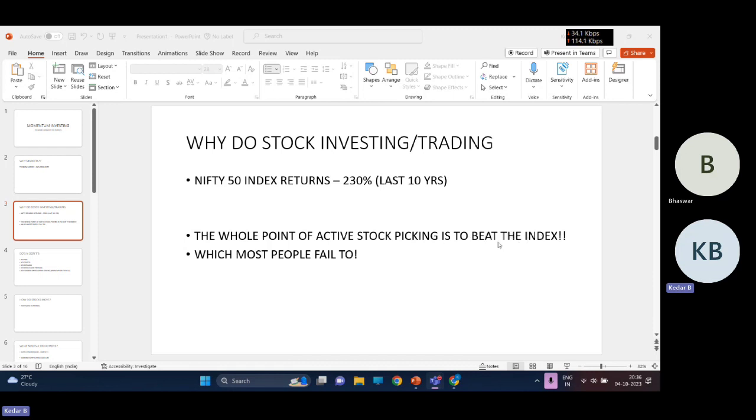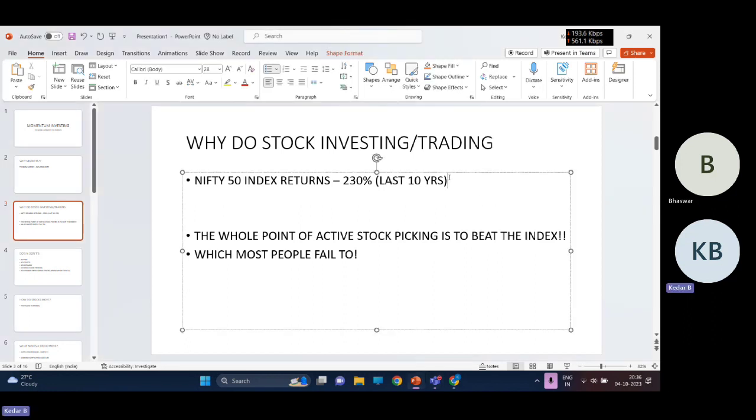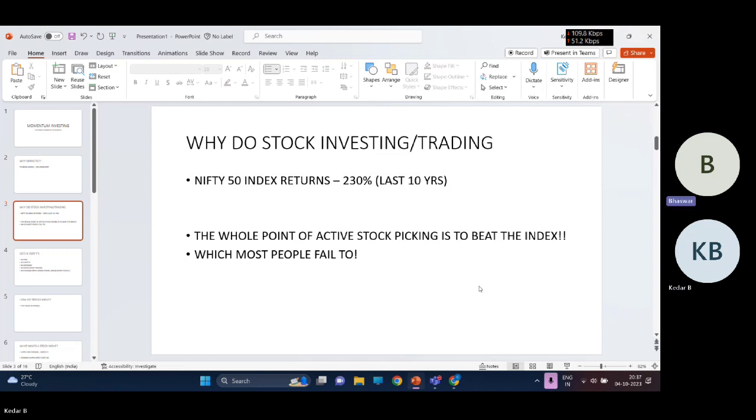I hope you're able to see my cursor, I mean the mouse pointer. No, I cannot see your cursor. Oh, yes, now I can. Yeah, now you can. What about now? Yeah, now I can see the cursor. Okay, you can see that I'm moving it.